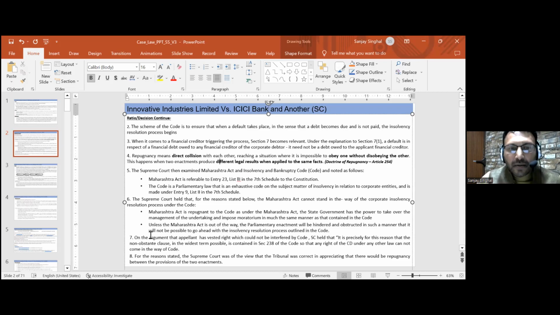And there was one more ground of the appellant, that he has some vested right which could not be interfered with by the code. So the Supreme Court held that it is precisely for the reason that the non-obstante clause, in the widest term possible, is contained in Section 238 of the code, which has the relevant provision that this IBC code will override the other act.